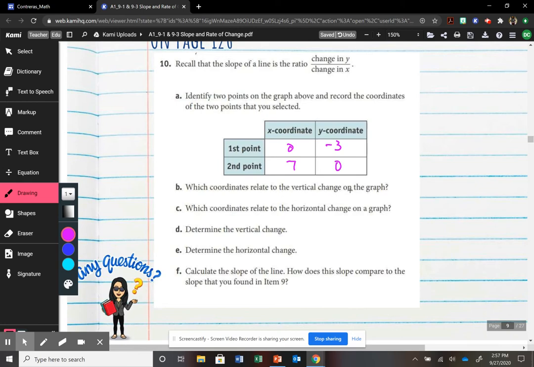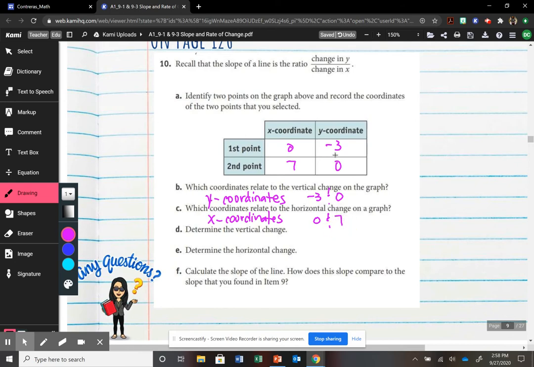Which coordinates relate to the vertical change of the graph? Okay, so the vertical change would be our change of y, right? So it would be our y coordinates. And that would be our -3 and our 0, right? -3 and 0. Which coordinates relate to the horizontal change? Okay, that would be our x coordinates. And our x coordinates are 0 and 7.